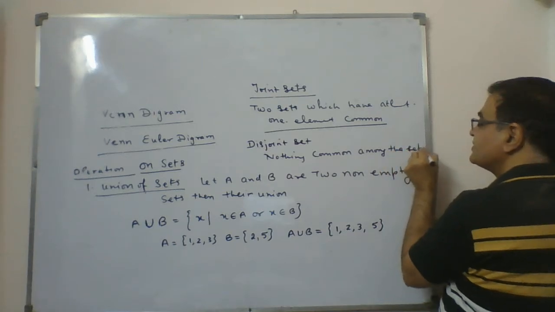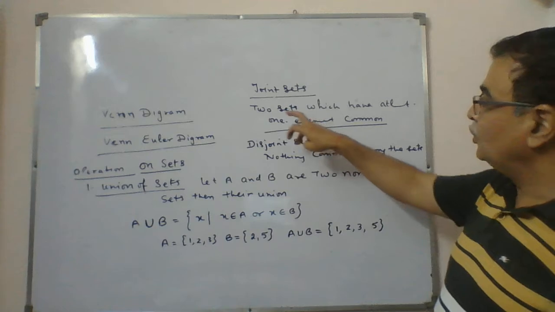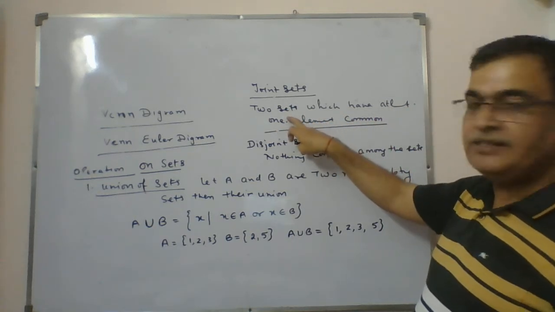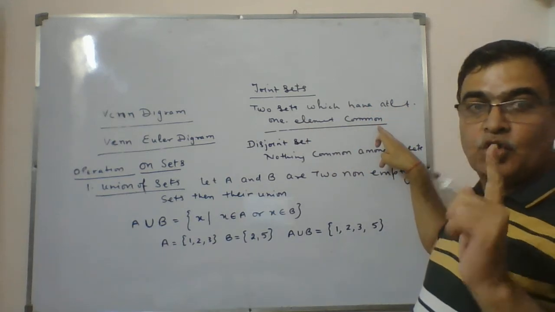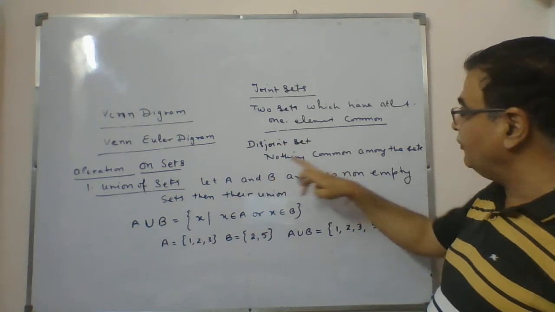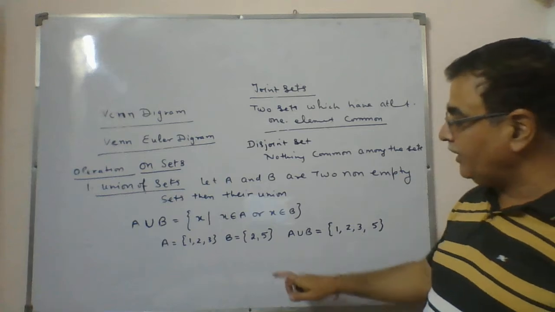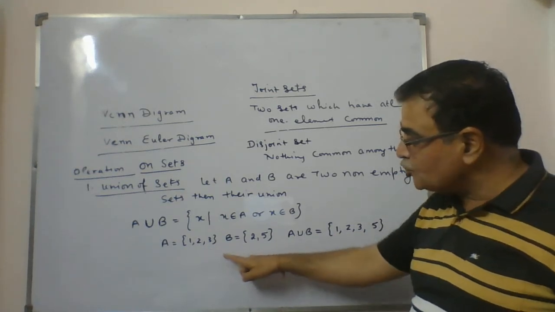Among the sets, nothing common among the sets. Two sets which have at least one element common are called joint sets. Disjoint sets are those where nothing is common among the sets. So now keep in mind, when I make the diagram for this A union B, they are joint sets.